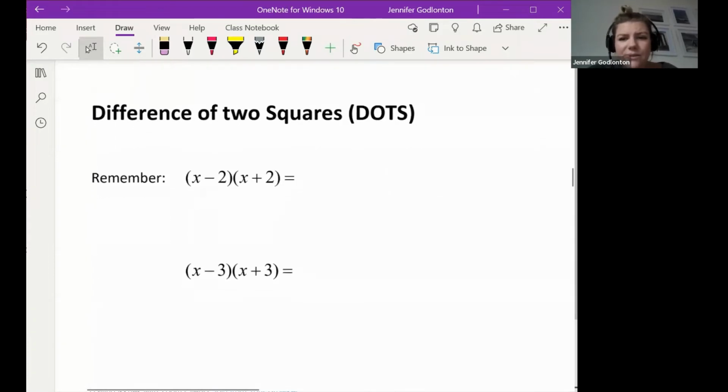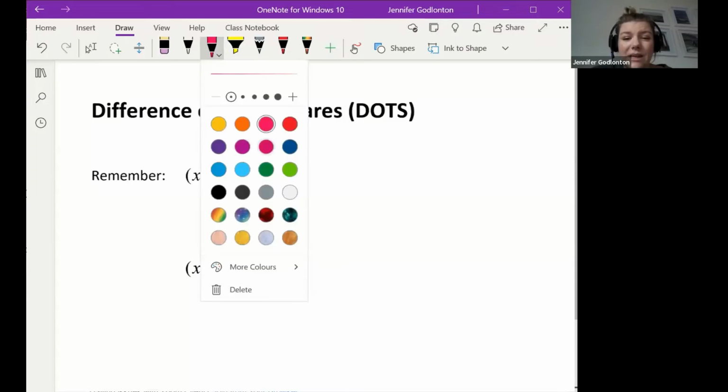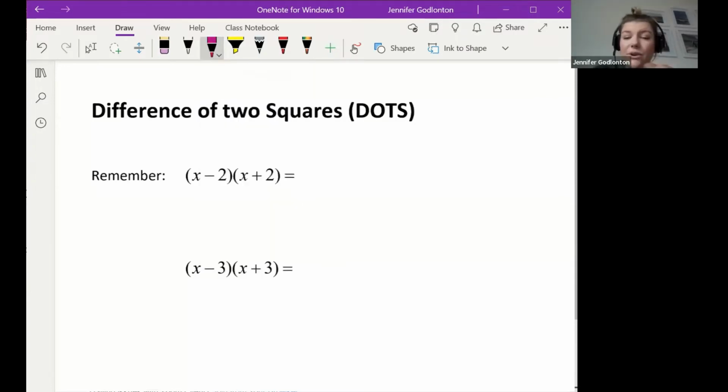I call difference of two squares DOTS. It's a nice, quick, easy way to think about what DOTS means. So just so that you know, when I say DOTS, we're talking about difference of two squares. The D stands for the difference, so I have to have a minus sign. The T stands for 2, so I need to have 2 terms. And the S stands for squares, so both need to be square numbers.